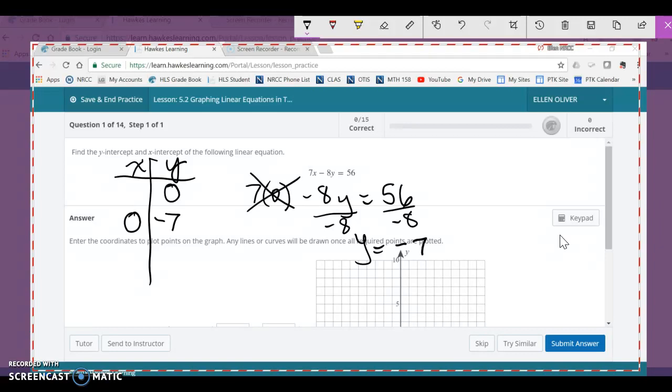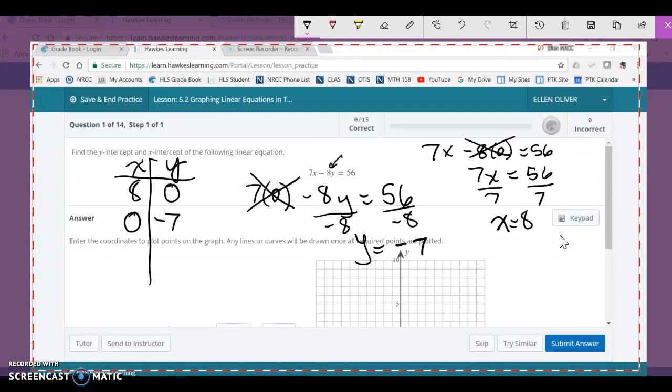Now I'm going to do the same thing, but this time I'm going to plug in y equals 0. So I'll have 7x minus 8 times 0 equals 56. Well, 8 times 0 is 0, so that just goes away. So I have 7x equals 56. Divide both sides by 7. x is 8. So these are going to be the two points I'm going to enter because it specifically asked for the x-intercept and the y-intercept.